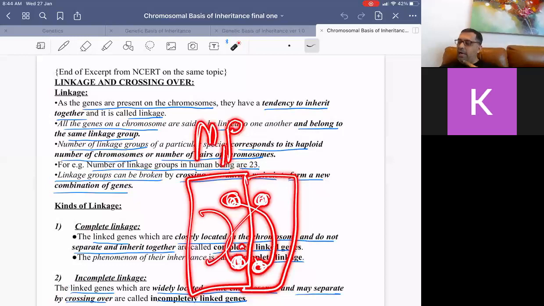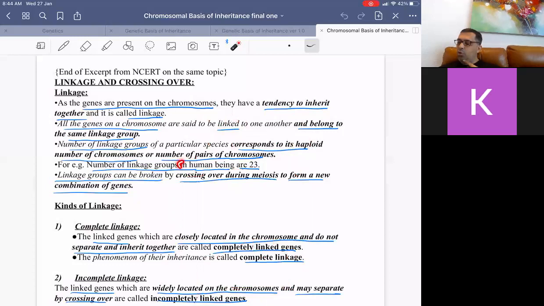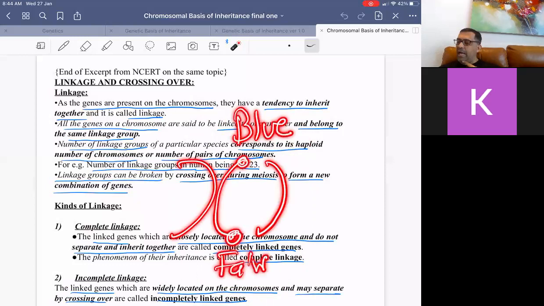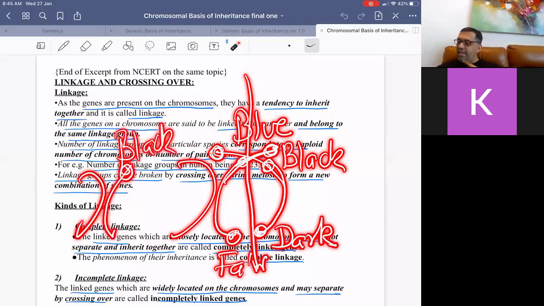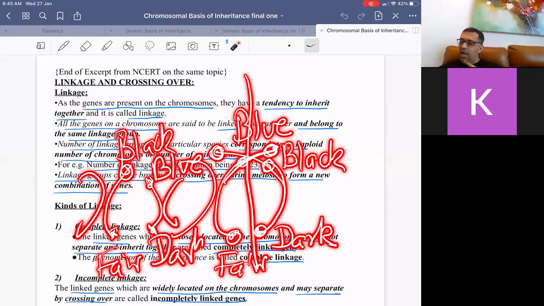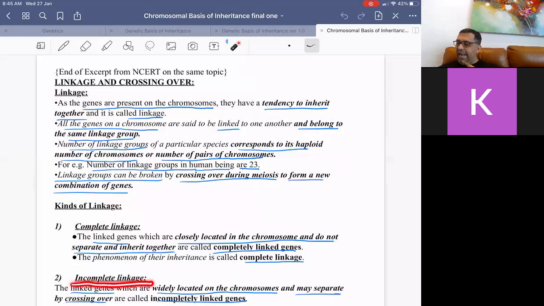So if you take the example, samjho you have blue eyes and you have fair skin and you have black eyes and you have dark skin but are situated far apart, then this can cross over and when the segregation takes place, you easily get black eye with fair skin and you get blue eye with dark skin. So, ये recombination के chance काफी high होते हैं and that is called as incomplete linkage and genes are widely located and may separate by crossing over.